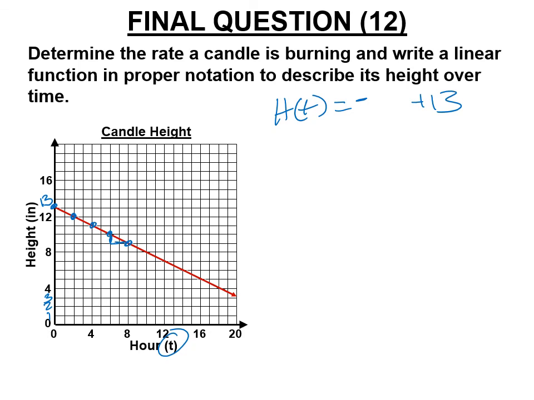Okay, so now this is 1, 2, 3. So the run here is 2, and the rise here is negative 1. So it's going down 1/2 an inch per hour. The candle's burning 1/2 an inch per hour. Negative 1/2 t, mine's a little sloppy, plus 13. Could you write negative 0.5 t plus 13? Yes, but why? The slope is negative 1/2.